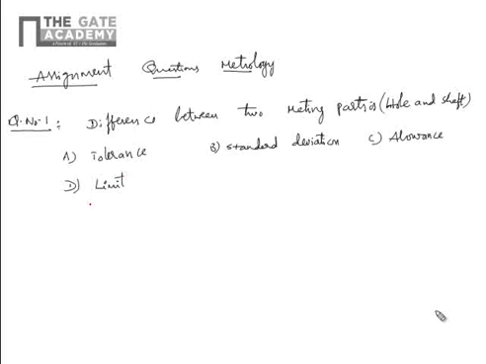So the difference between any two mating parts. Tolerance is variation in one part, how much allowable variation is there in a part, either shaft or hole. Standard deviation is also similar, like variation or variance. Allowance is the difference between two mating parts. If positive allowance, it is called clearance. If negative allowance, it is called interference. So answer is C. Allowance is the difference between two mating parts.